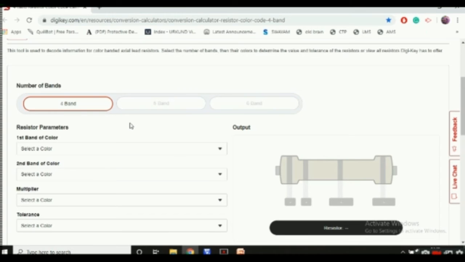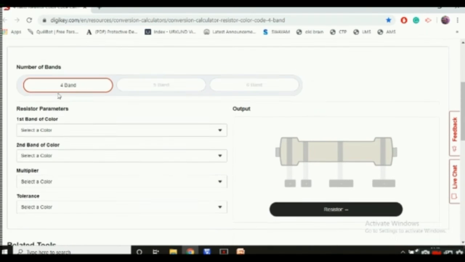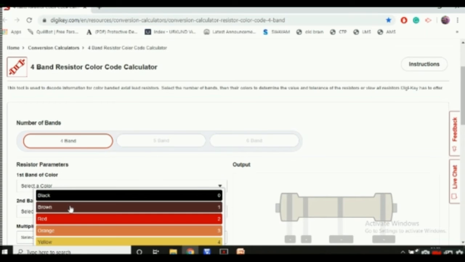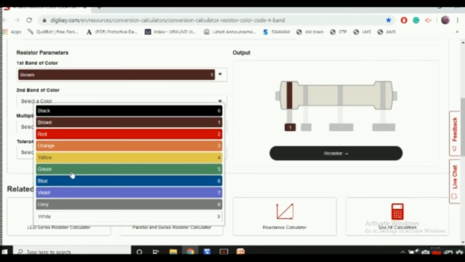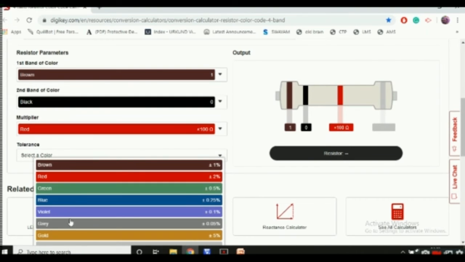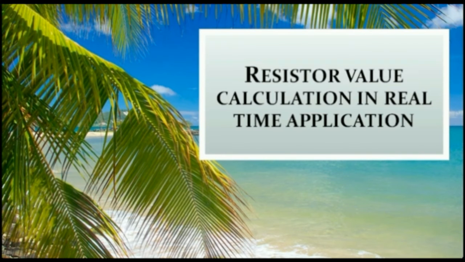Now I explain how to calculate the resistor value in real time. Here I choose the number of bands and colors. For example, I select 4 band and choose the colors. For band 1, brown, band 2, black, band 3, red, and tolerance, gold, band 4. We get the values as 1 kilo ohms with 5% tolerance. Resistor value calculation in real-time application.